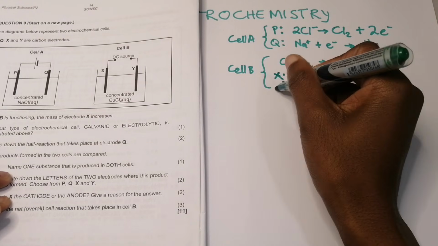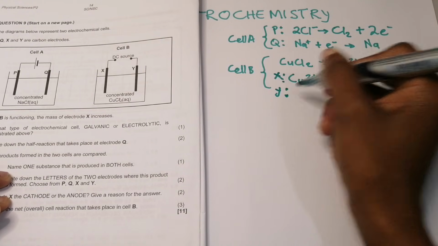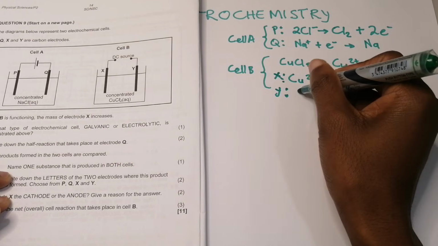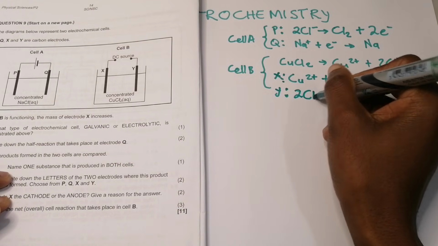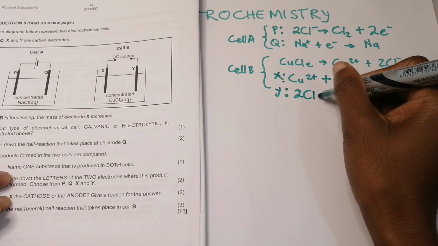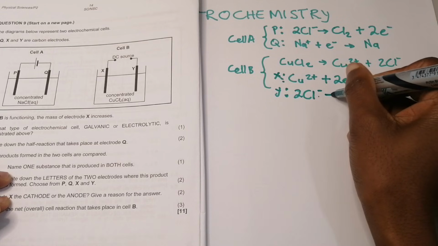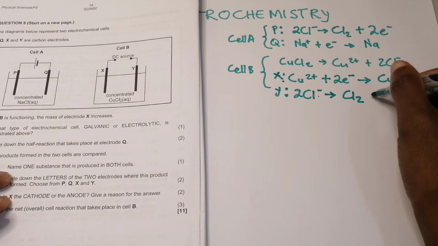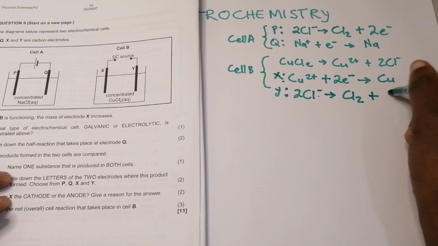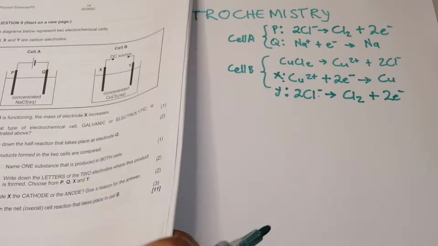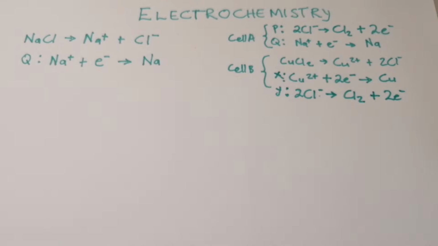And then electrode Y, once again, what happens there? Those are the chloride ions. So at electrode Y, it would be exactly the same as electrode P. 2Cl minus would become chlorine, Cl2, which is a gas, by simply undergoing oxidation. So that's where oxidation would take place.